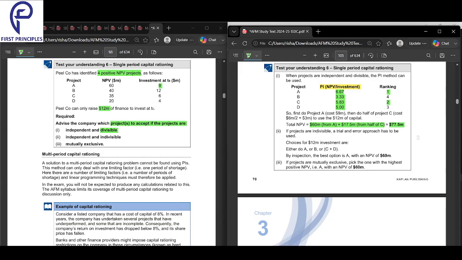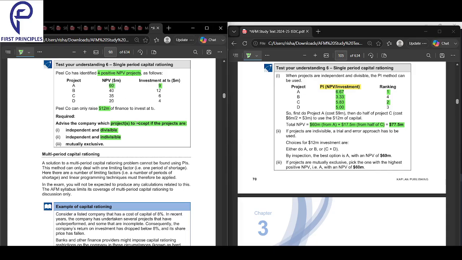Next, we'll look into independent and indivisible. Even if it's independent and indivisible, firstly, you will do full of project A. Since the projects are indivisible, you have to use the trial and error method. So the choices for 12 million investment are: either you do only A, and your total NPV is 60; or only B, and your total NPV is 40; or C plus D, and your total NPV is 55. But overall, the best you can do is just A, and you'll get 60 million.